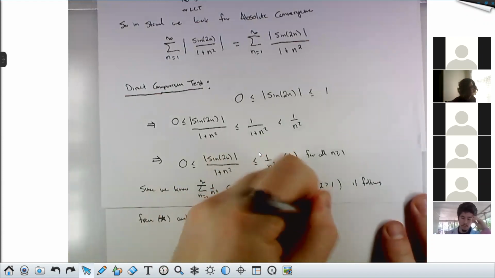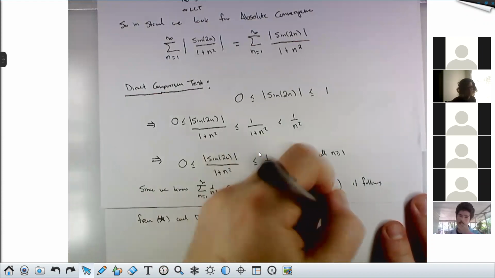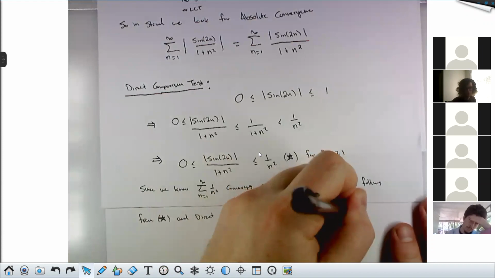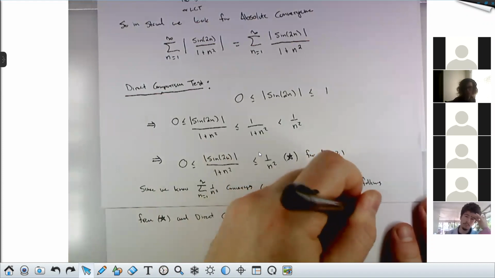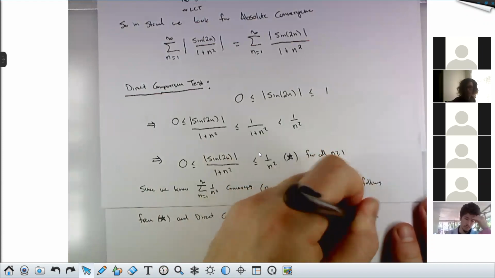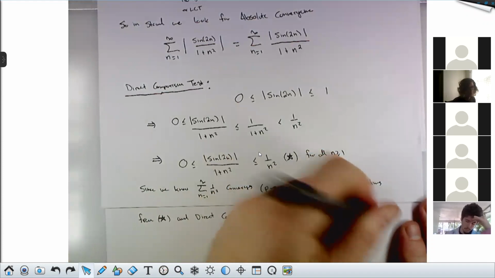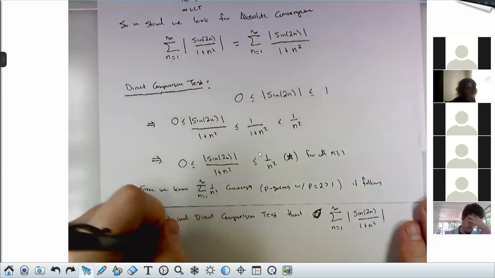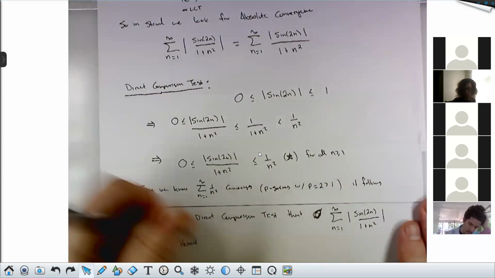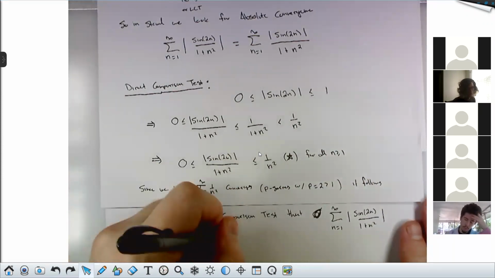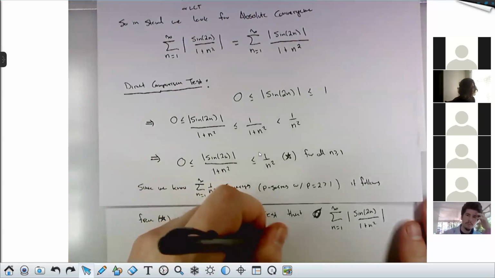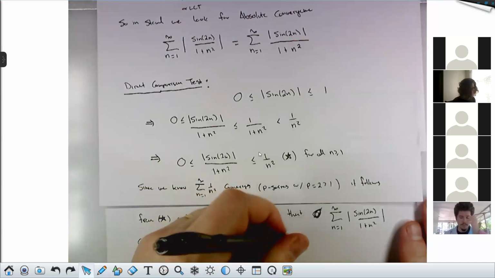that the sum from n equals 1 to infinity of the absolute value of sine 2n over 1 plus n squared converges. Hence, the original series S not only converges, but converges absolutely.